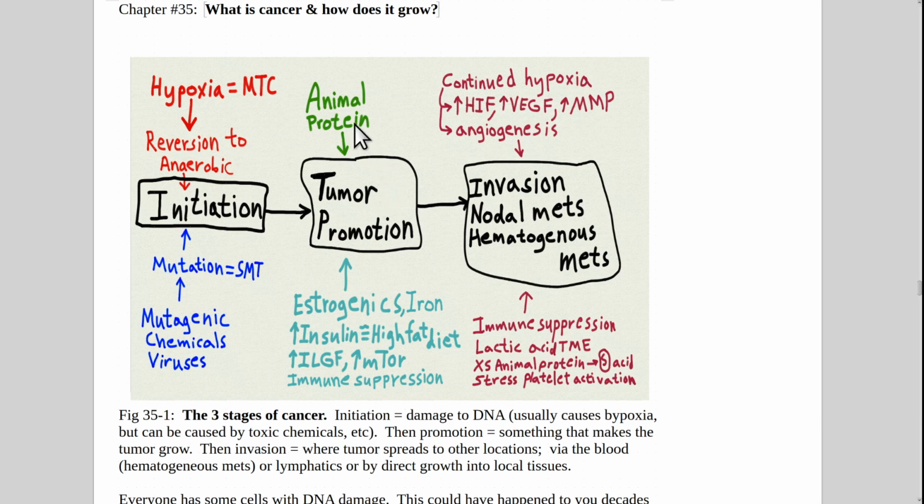Animal protein tends to be a tumor promoter because it has a different amino acid composition than plant foods. It has more methionine, an essential amino acid that contains sulfur. It has more leucine, a branched chain amino acid that tends to be the rate-limiting step for activation of mTOR. mTOR means mammalian target of rapamycin. It's sometimes called mechanistic target of rapamycin.